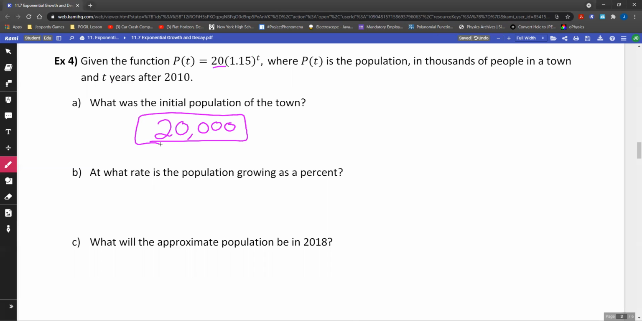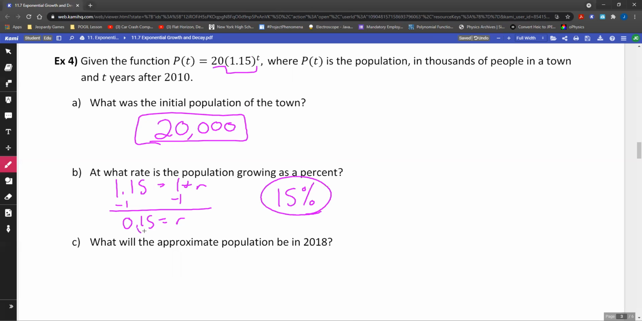They want to know the rate at which the population is growing. So just like before, this number that's raised to the exponent is representing 1 plus r. Subtract 1 from both sides. I get 0.15 equals r. Writing that as a percent becomes 15%, because I'm just moving it 2 times over.